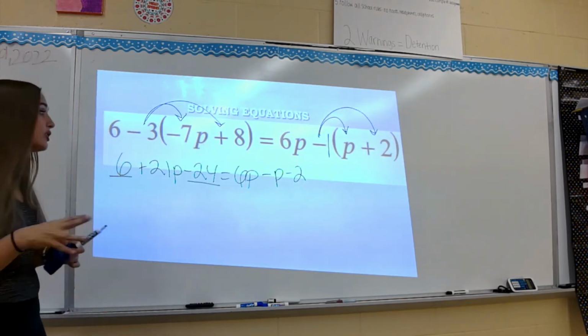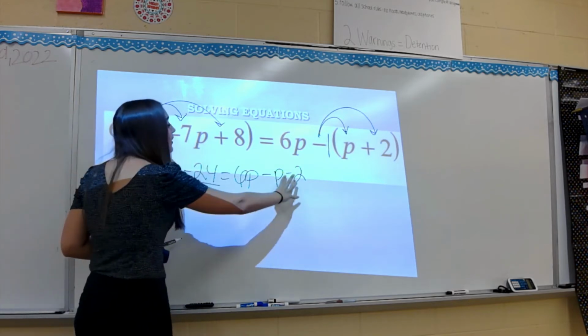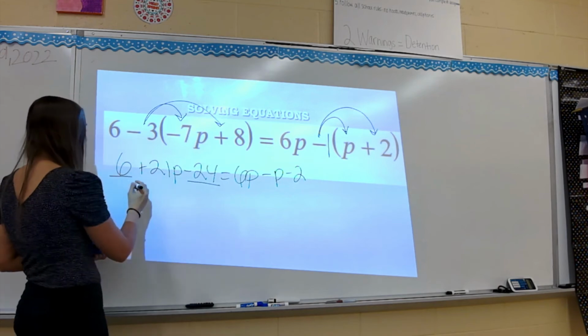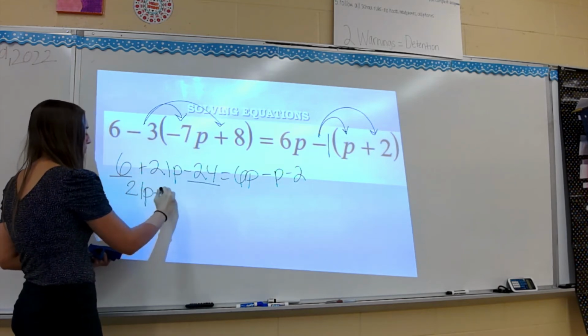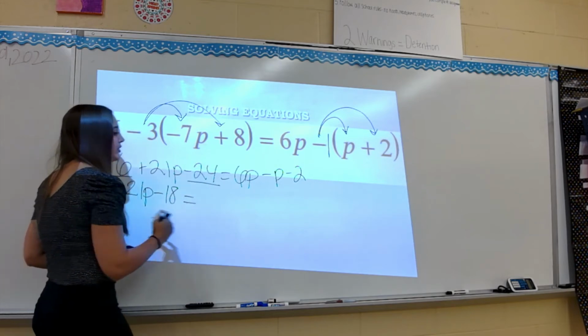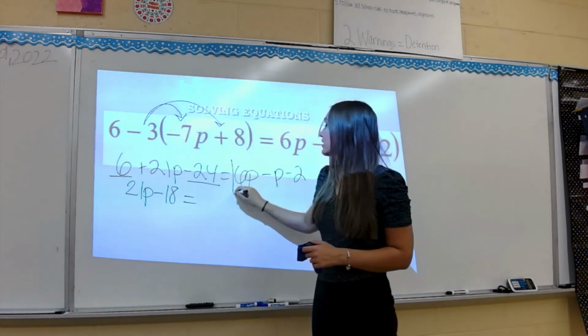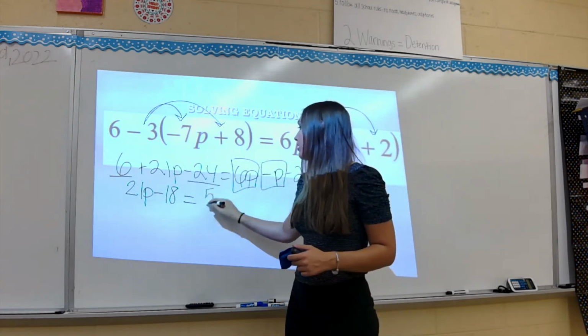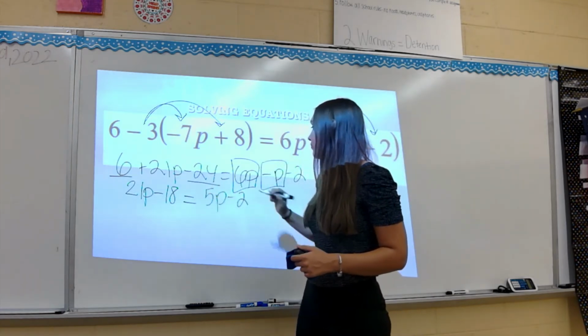This is not saying I'm using my inverse operations. We're not moving it over. They're on the same side, so we just combine them. So I get 21p minus 18, so that's 6 minus 24, equals, on this side, our 6p and our negative p combined to give me 5p minus 2.